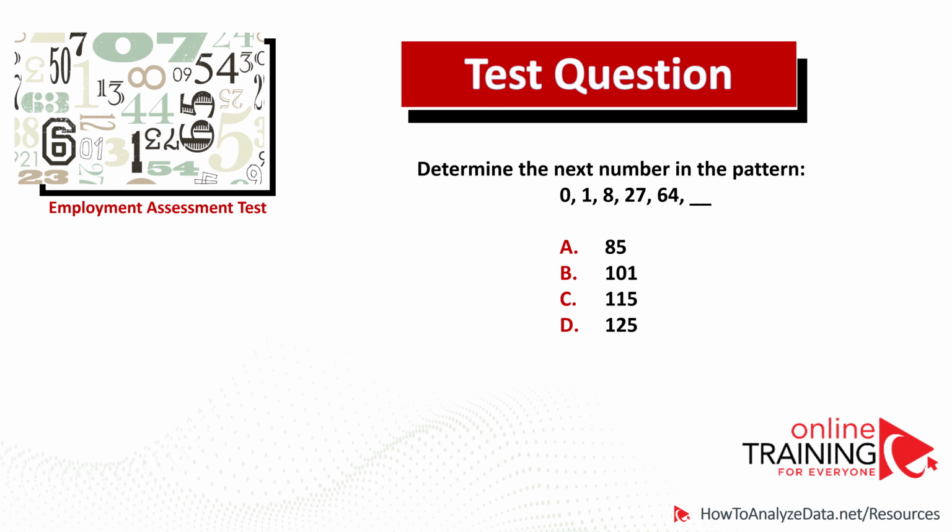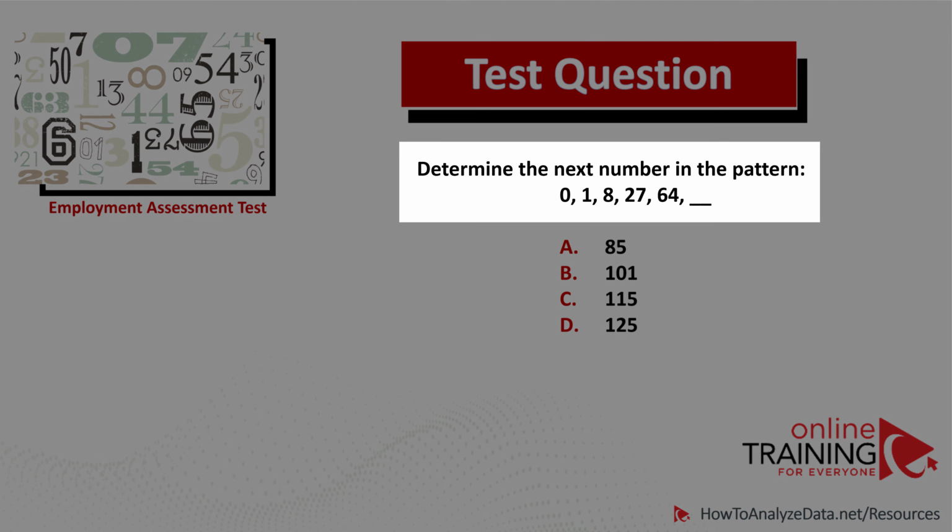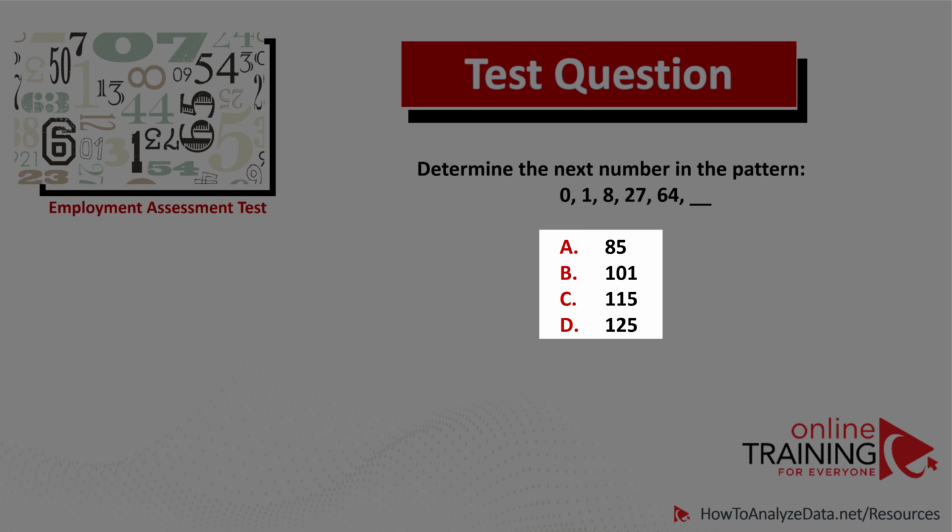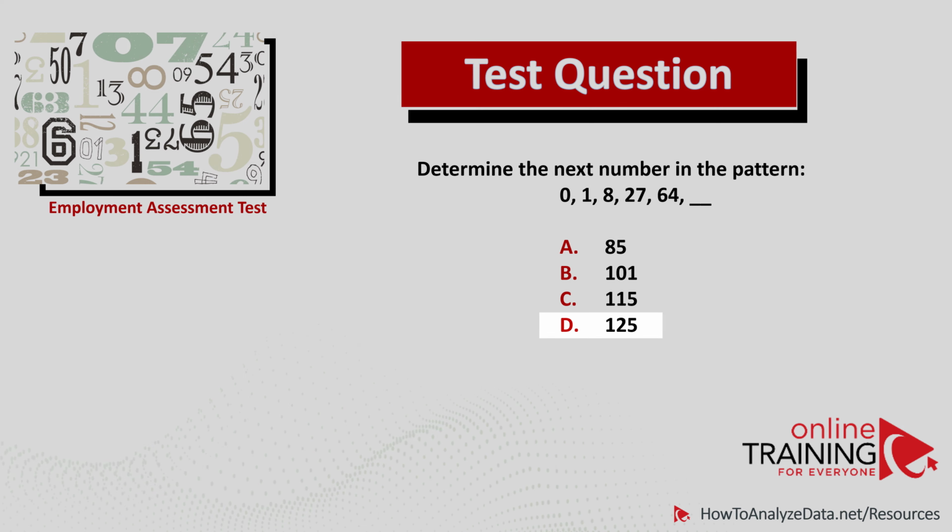Let's look at the pattern question, which is frequently used as part of employment assessment tests. Determine the next number in the pattern. You have a series of numbers, starting with 0, 0, 1, 8, 27, 64, and then the missing number, for which you have 4 different choices: 85, 101, 115, and 125. Do you think you know the answer?